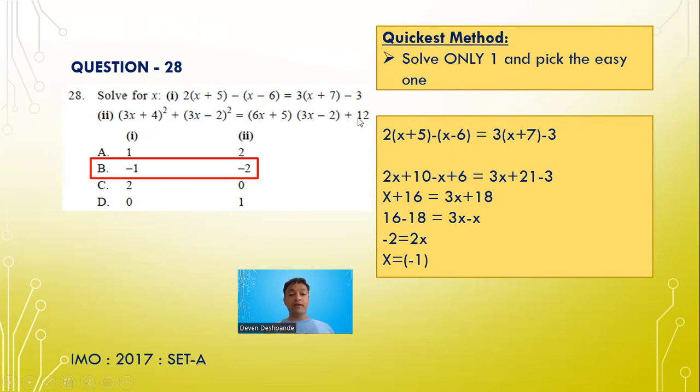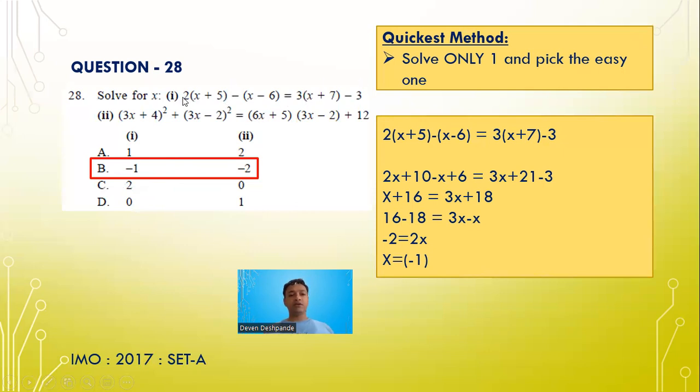So again, what did I tell in the start of the video? That you don't have to solve both the equations. You can just solve one of the equations because there are unique answers. Here also answers in all the options are unique. In question number 2, all the options' answers are unique. So only solve for the easiest equation.